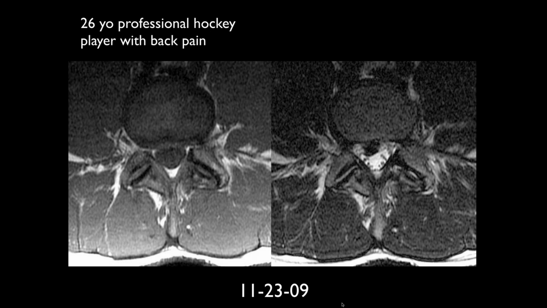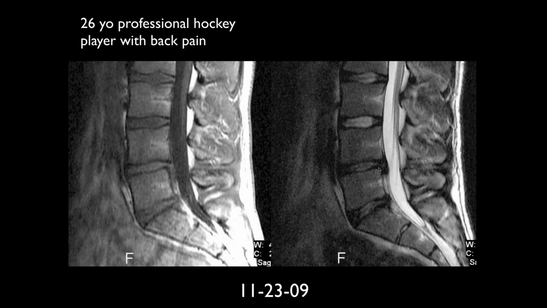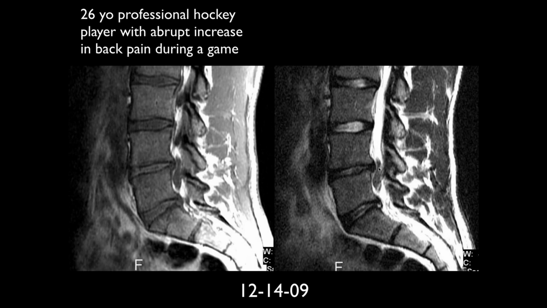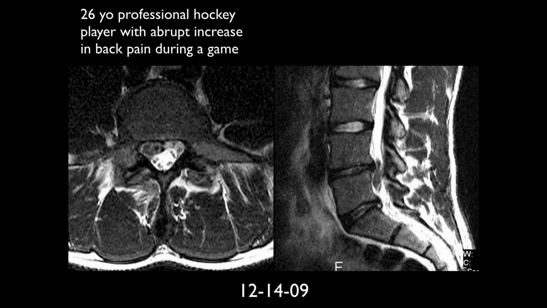That's 11/23. You may have already seen this. We have this thing right here, right? It looks like a disc. Oh, here's a 12/14/09. Okay, I guess it could have been sequestered, the extrusion. Yeah, so that looks like a sequestered disc. So the disc has gotten worse. Here it is compressing the nerve root. Okay. Increasing. So then the patient had surgery for this.